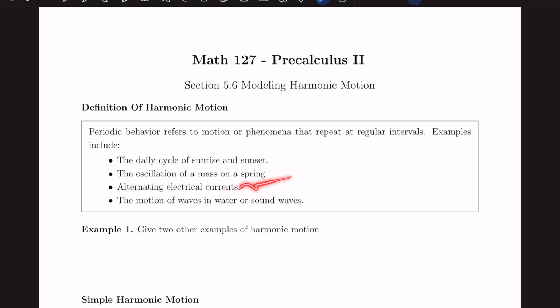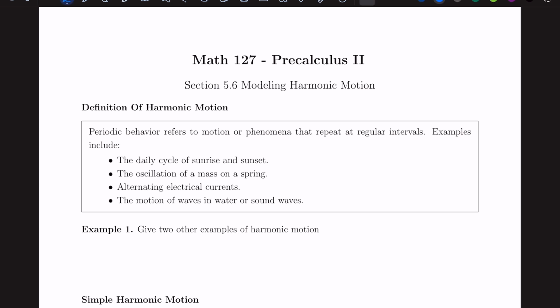Alternating electric currents, if you get into that. Motions of sound, or water is sound waves, like if you drop a pebble, the water goes up and down and slowly evens out. And I want you to try to think of two on your own. Any two you'd like that you want to define, that's fine. So try to think of any two on your own.